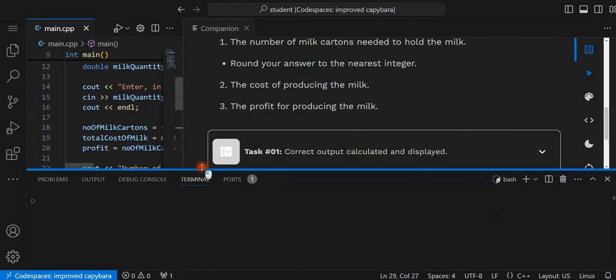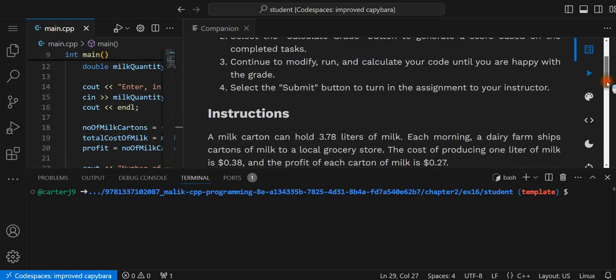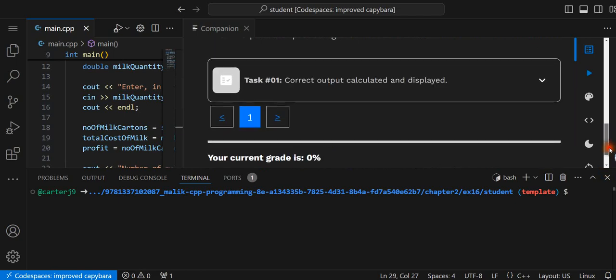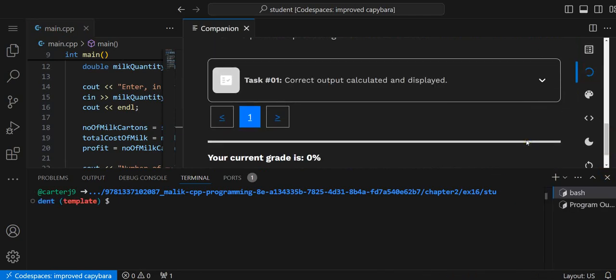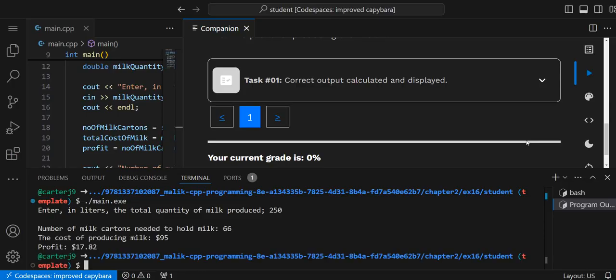So let's see what it should look like. Let's go ahead and run it. 250 liters. Number of milk cartons needed to hold milk: 66. The cost of producing milk: $95. Profit is $17.82. You need to make a whole lot more milk.